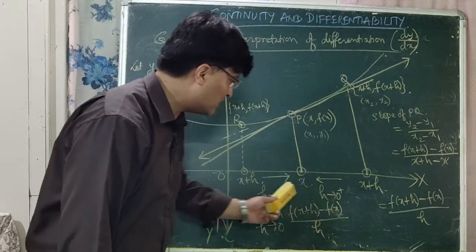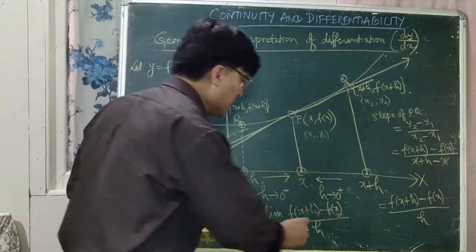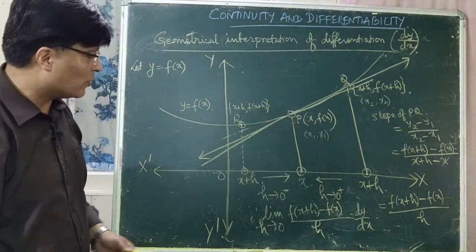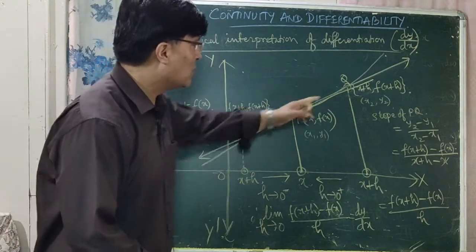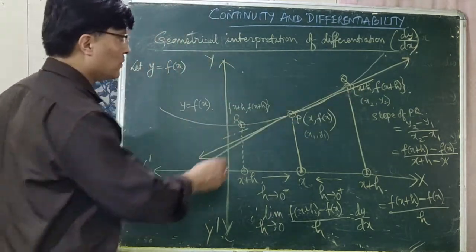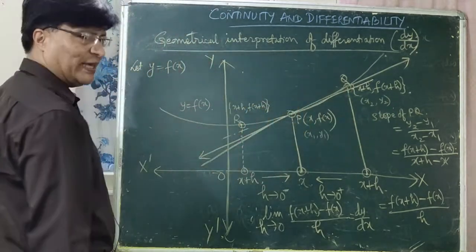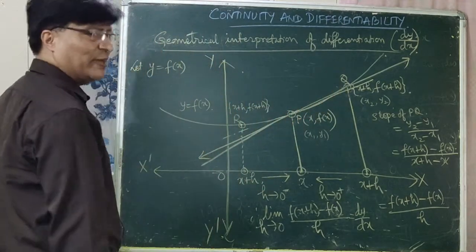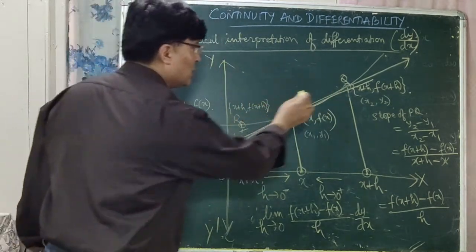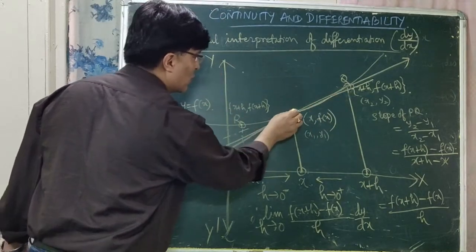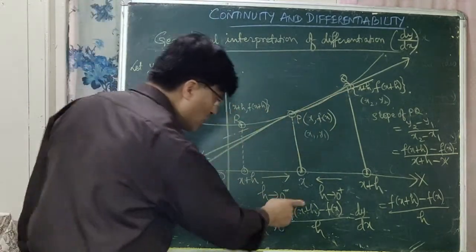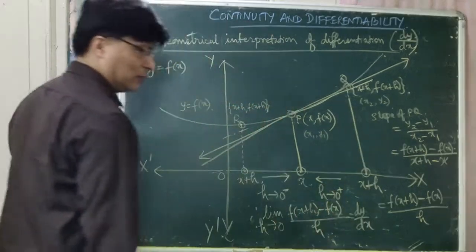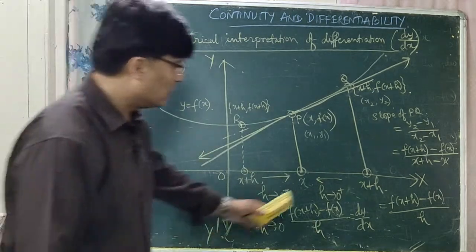So now by definition, this is what? Dy by dx. That is, when h tends to 0, this Q will coincide with P, isn't it? Then at that condition, this straight line will be a tangent to the curve at the point P. So by definition, limit h tends to 0, f of x plus h minus f of x, whole divided by h is equal to dy by dx.